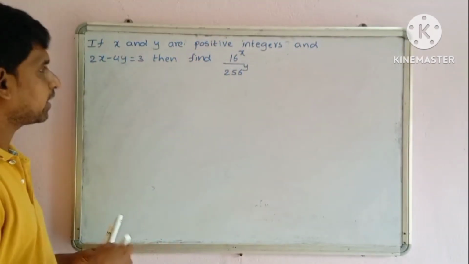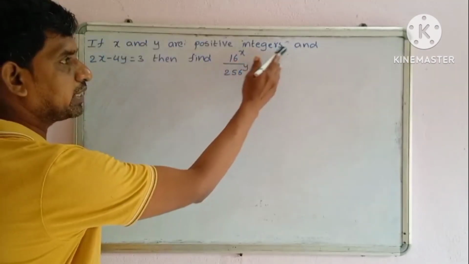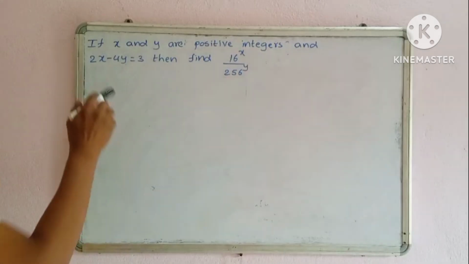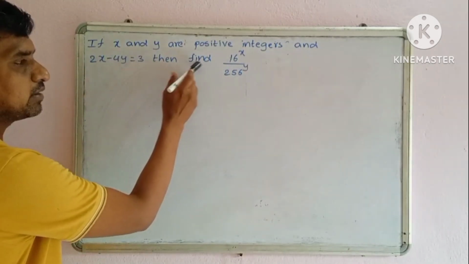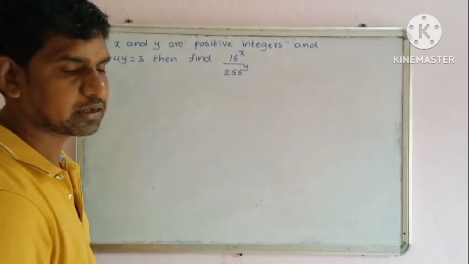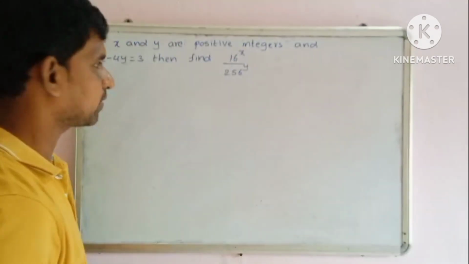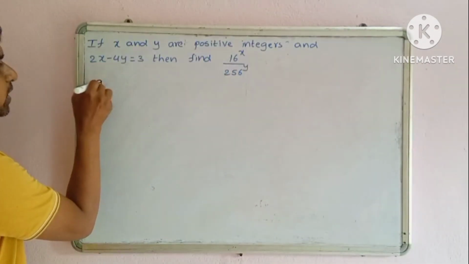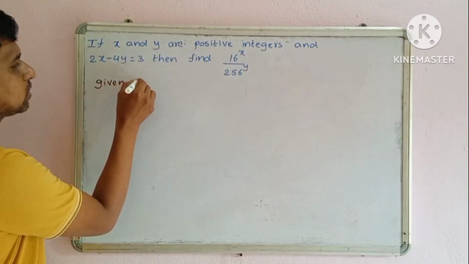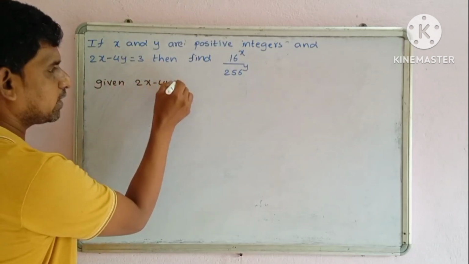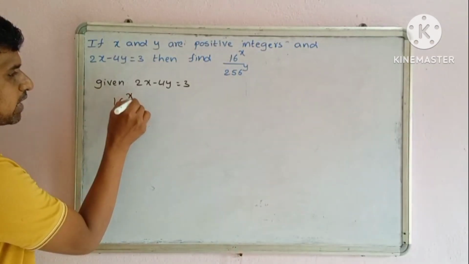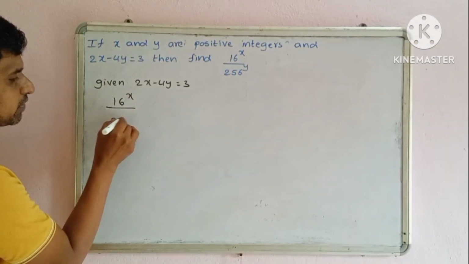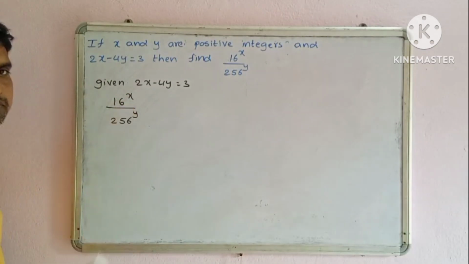If x and y are positive integers, then 2x minus 4y equals 3. Find 16 power x by 256 power y. Okay. See the given points. 2x minus 4y equals 3. Now we will find 16 power x over 256 power y.